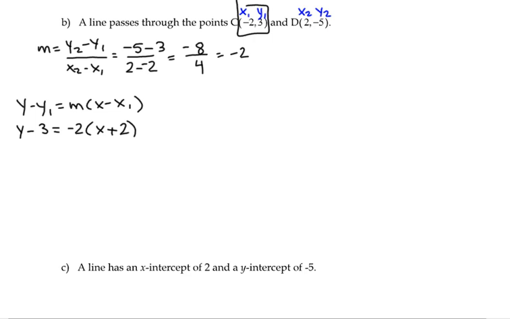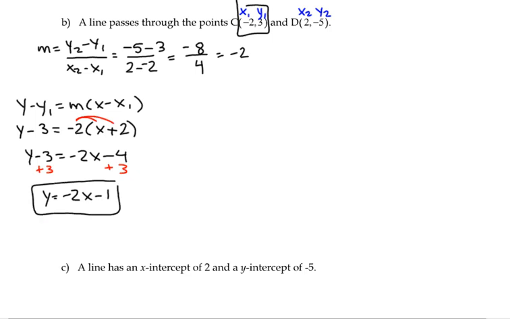Minus a negative 2. So then next step is distributive law, which gives you y minus 3 equals negative 2x minus 4. Negative 2 times positive 2 is a negative 4. And now we add 3 to both sides, which gives you y equals negative 2x minus 1. So that's your first part, the slope-intercept form.